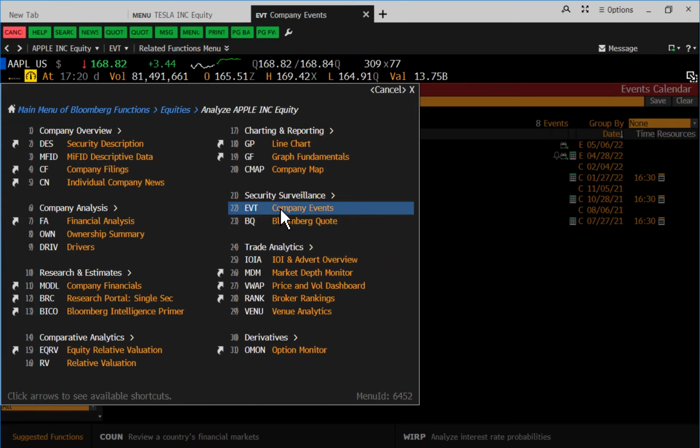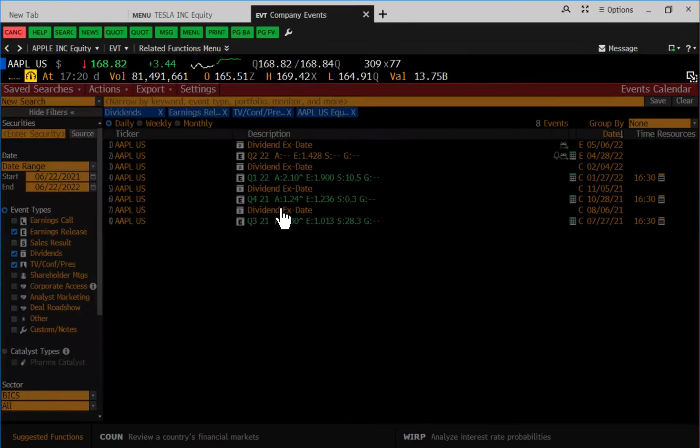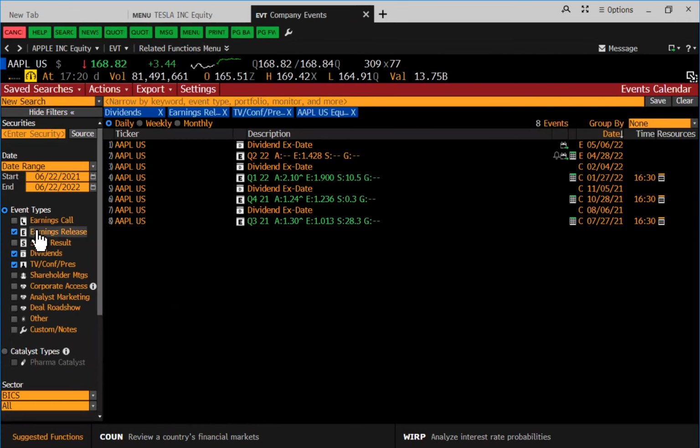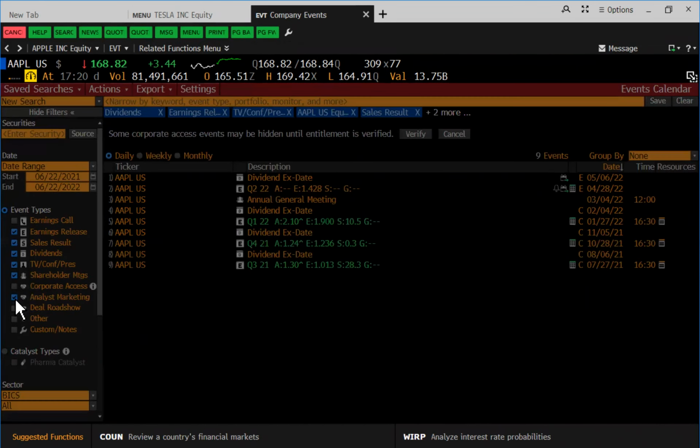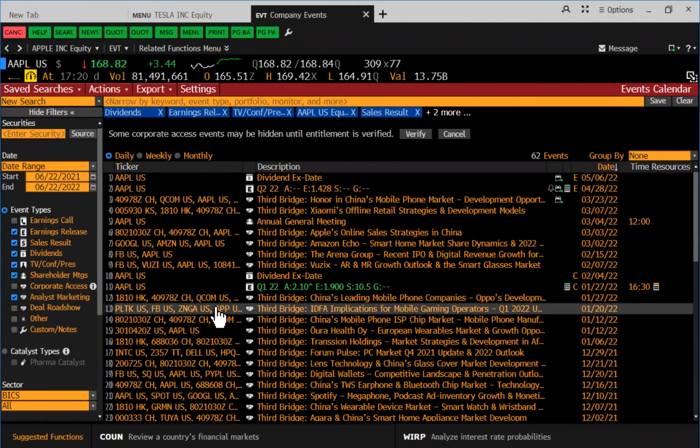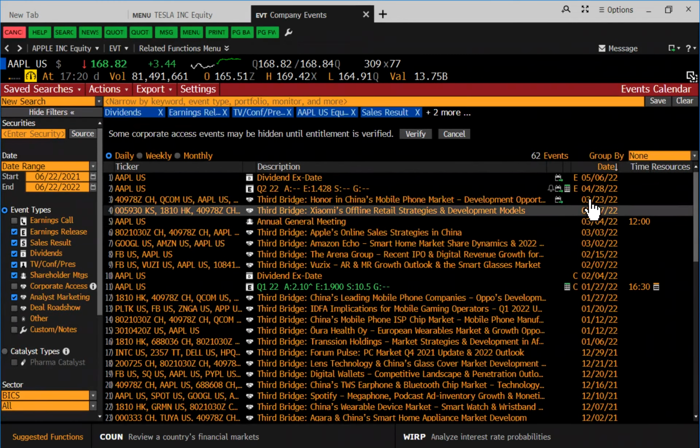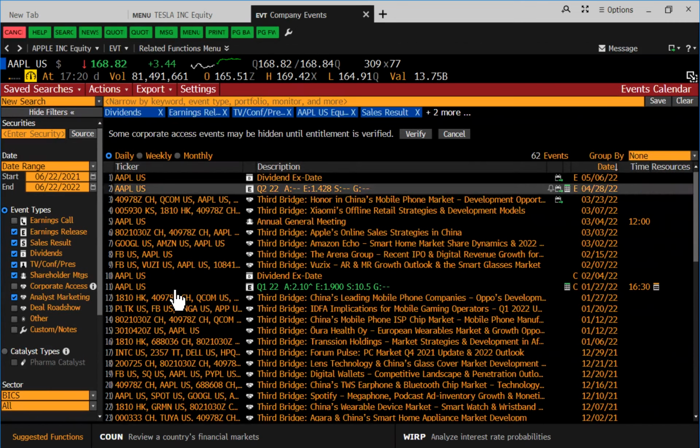Another useful variable is this corporate event, company event. Now you can choose the events that you are interested in, for example, earnings call, release, sales result, dividends, shareholder message, analyst meeting. And you have the event date, the firm, and the description.